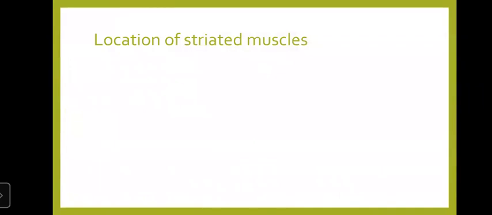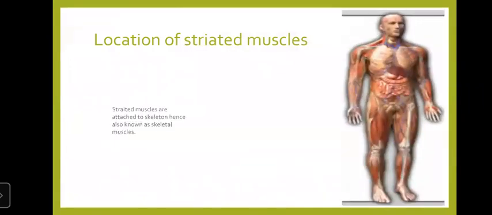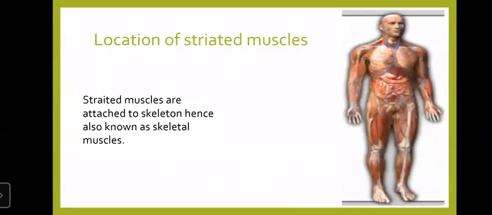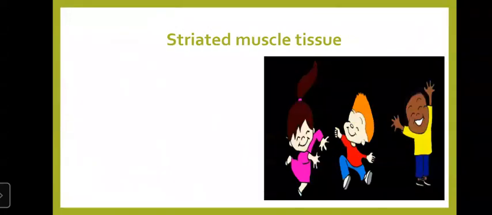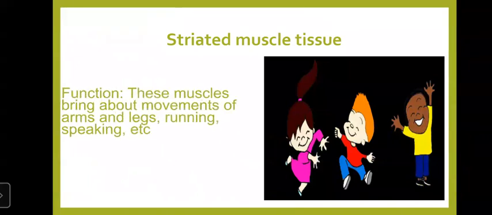Next is location of striated muscles. The entire body is covered by the striated muscles. It is seen attached to the entire skeleton, hence also called skeletal muscles. Functions of striated muscles. These muscles bring about each and every voluntary movement, that is movement of arms, legs, running, speaking, laughing, dancing, whatever voluntary actions that we are performing, it is performed by the striated muscles or the skeletal muscles.